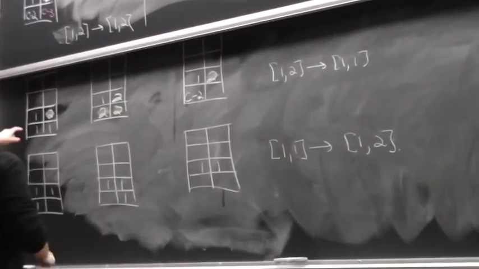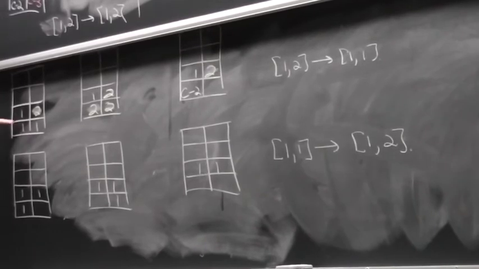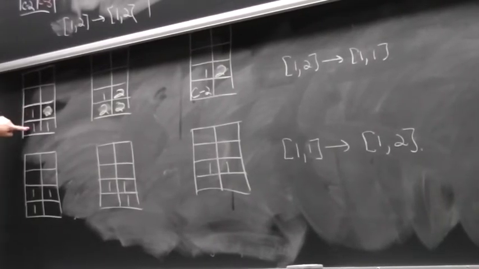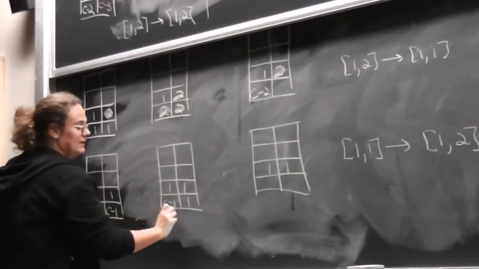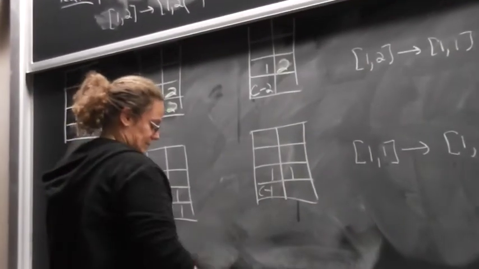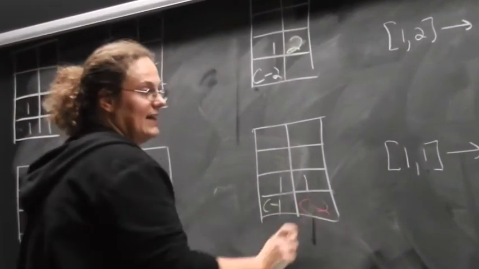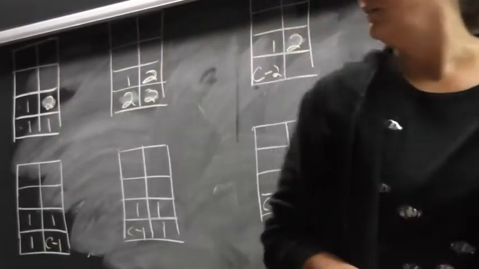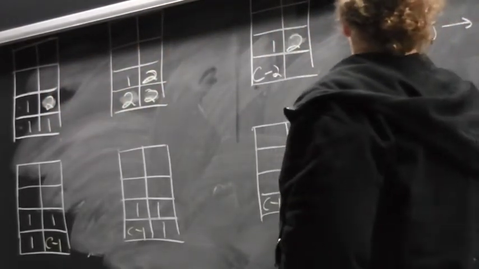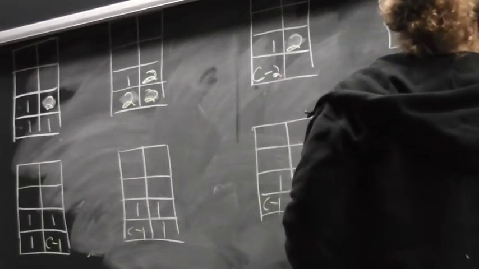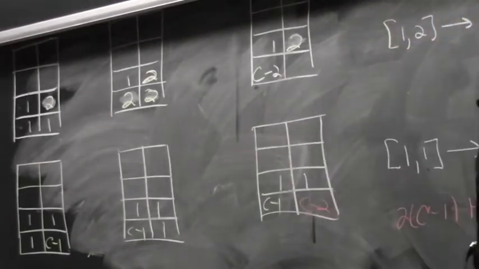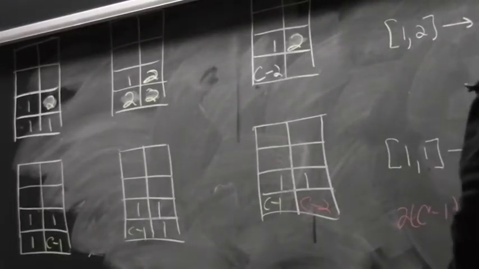Unless I fill this one in. So here we have 1, 2 followed by 1, 1, and then 1, 1 followed by 1, 2. So this one you'd have to put as C minus 1. And then you add them all together. The number of ways, you go C times C minus 1, plus C minus 1 times C minus 2. Lo and behold, when you do this, you're going to get C squared minus C.